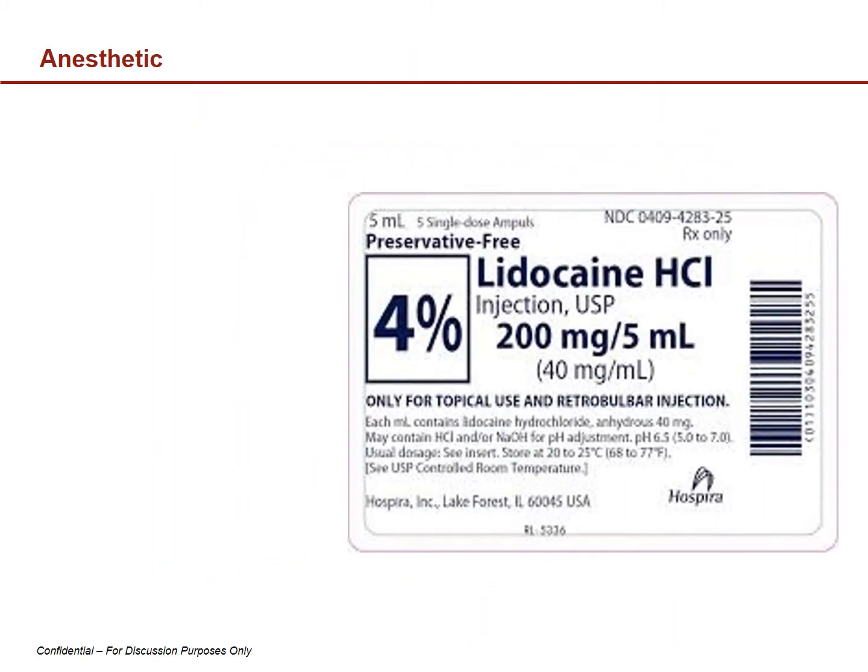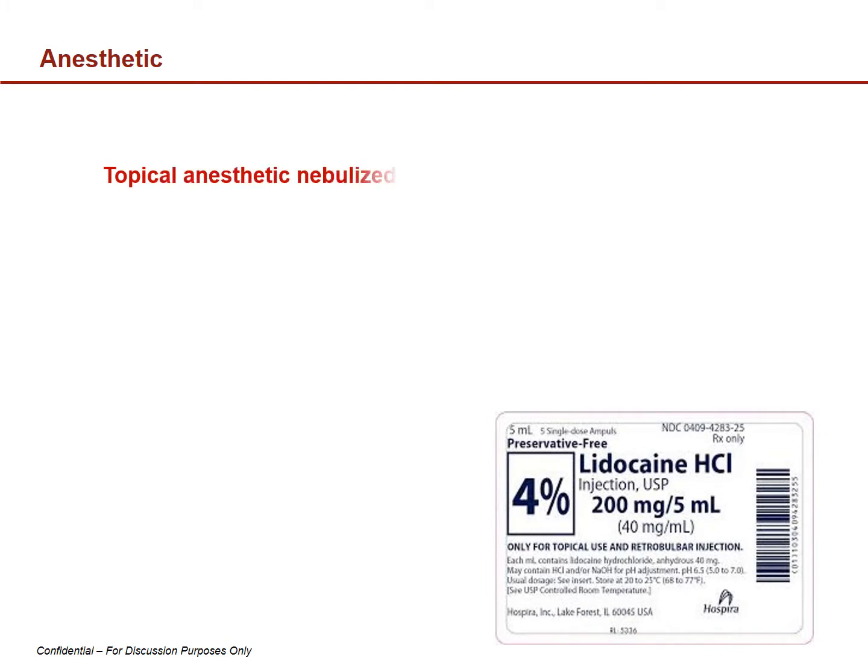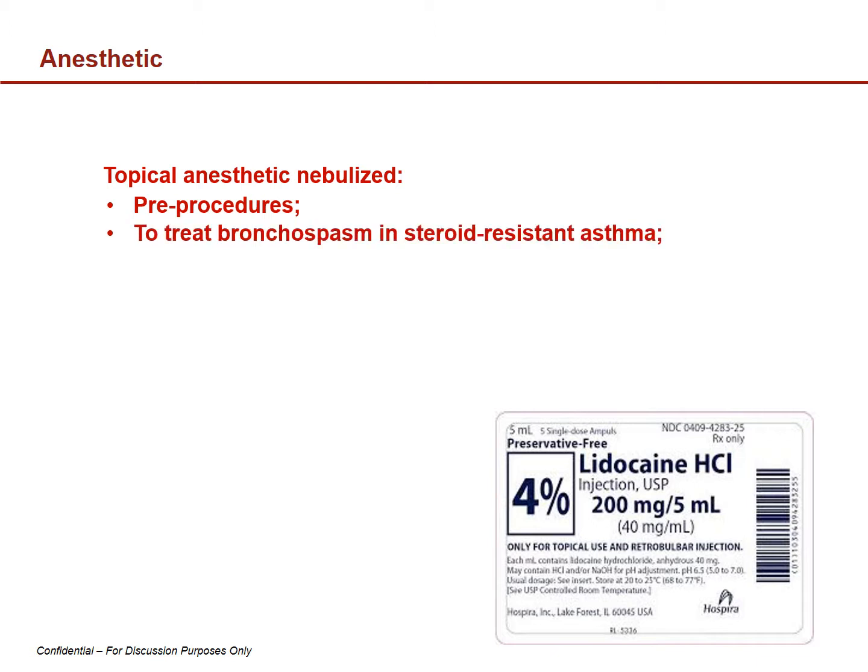3 milliliters of 4% lidocaine solution is typically nebulized to numb the oropharynx before procedures like bronchoscopy or the placement of nasogastric tubes. However, recent literature also demonstrates benefit for treating bronchospasms in patients with steroid-resistant asthma. It may also be beneficial for patients with uncontrollable coughing. Palliative care physicians may increasingly order lidocaine for cough in patients with end-stage cancer.